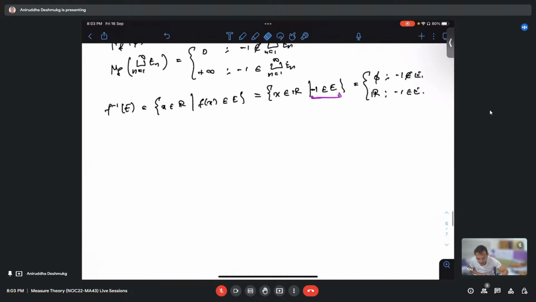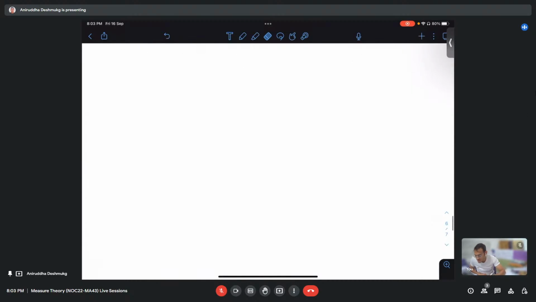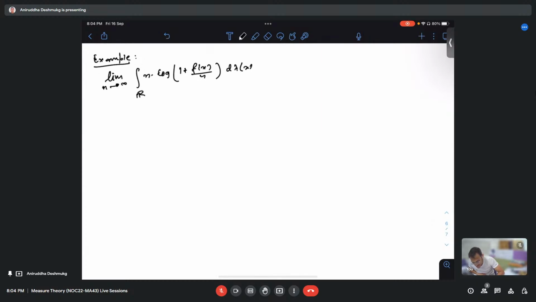Just one example I would like to do here is the following application of the monotone convergence theorem, since we are out of time. So the example is as follows. We want to evaluate this limit: the integral of n times log of 1 plus f(x) by n, d lambda x. It doesn't really matter if it is d lambda x over R, or any measure space X. We want to know what this integral is.